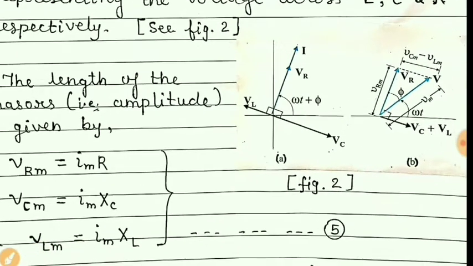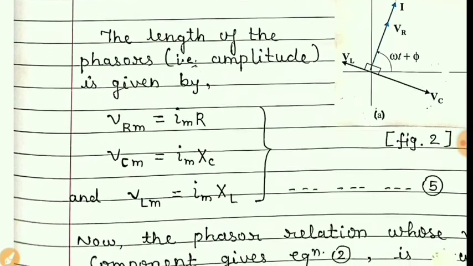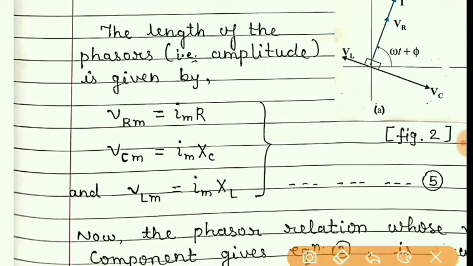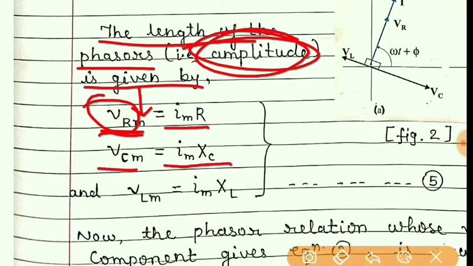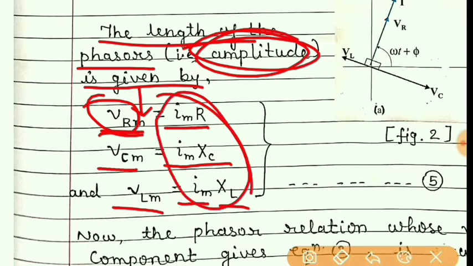So now once again come to this. Here the length of the phasors, that is the amplitude, meaning maximum values, is given by VRM, the maximum value of voltage across the resistor, which is equal to IM R. Similarly VCM is equal to IM into XC and VLM is equal to IM into XL. This we have studied in our previous lectures.